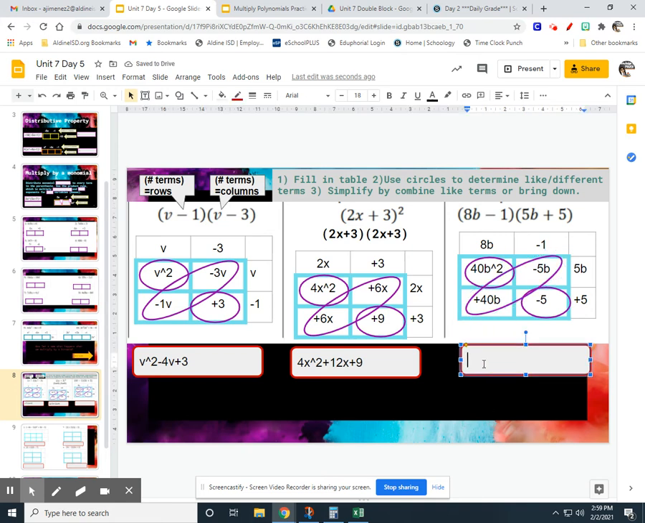I'm going to bring down the highest exponent, which is 40b squared. I'm going to add the like terms. So a positive 40 plus a negative 5 is a positive 35b. And then I'm going to bring my constant. My constant is always going at the end. It's either going to be your constant or the one that has the smallest exponent. Okay? All right. So we're going to go to the next one.